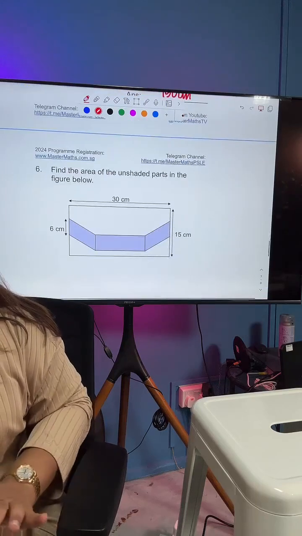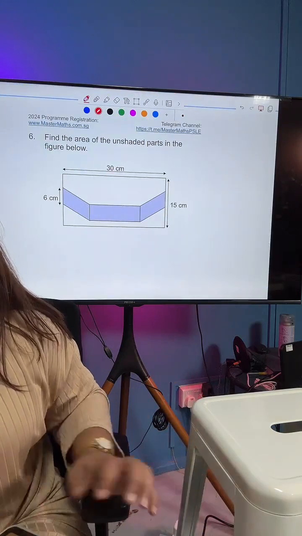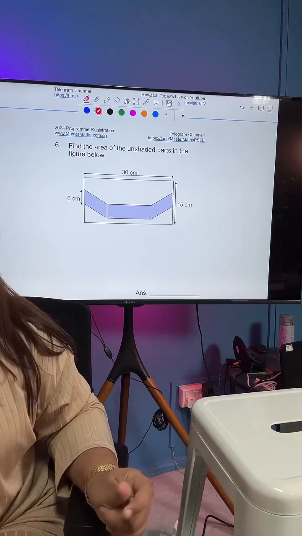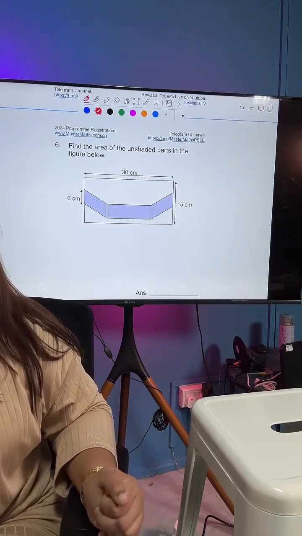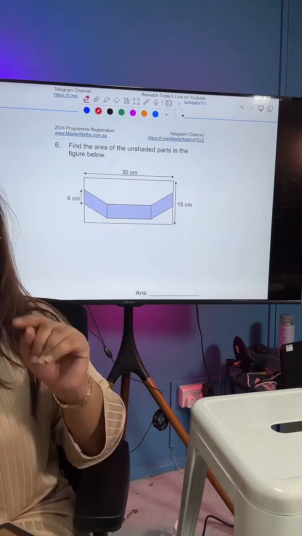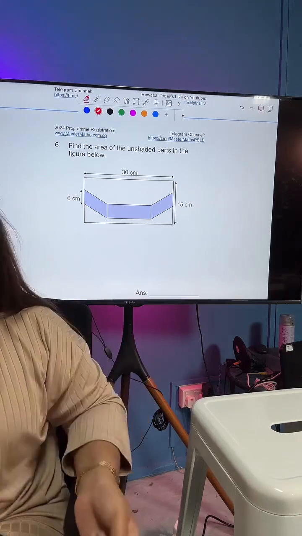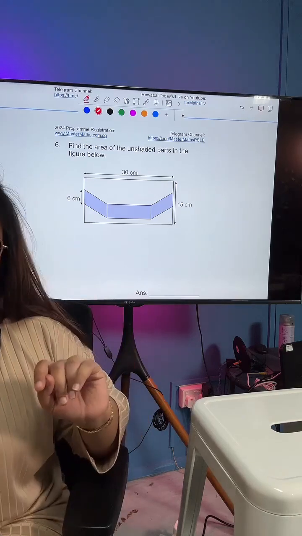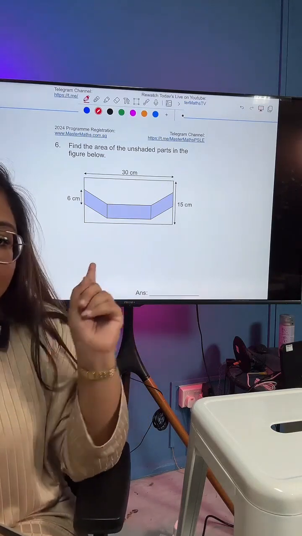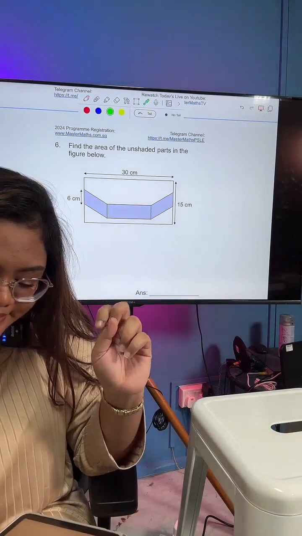Okay, question number 6, last one. We want to find the area of the unshaded parts in the figure below. Yes, we are doing Kahoot, Rachel, after this question. Everybody hang in there. I know you all want to play Kahoot. The Kahoot will be a short one. This question came out in a P5 exam paper, but it doesn't look like this.